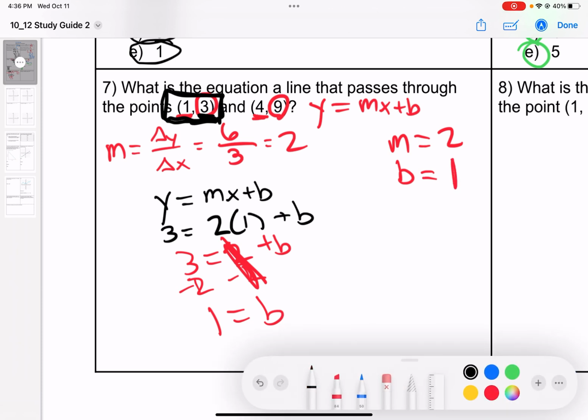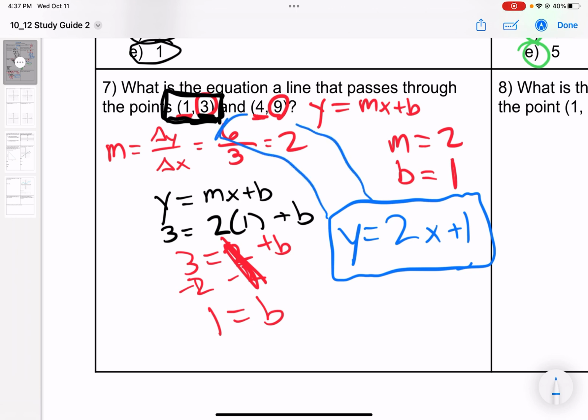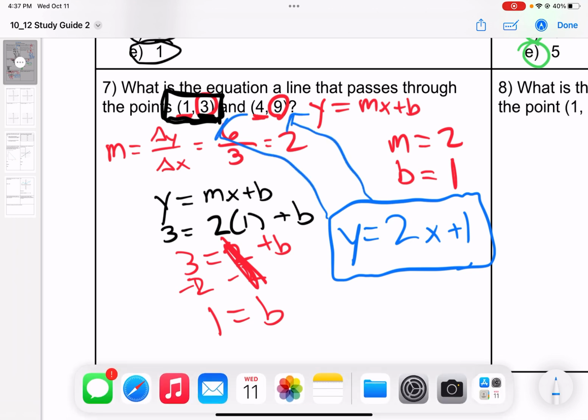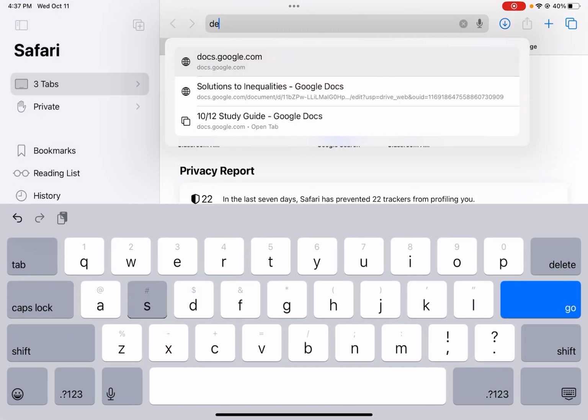Now that I know the slope and I know the y-intercept, I just plug them into my y equals mx plus b equation. Y equals 2x plus 1. This is the equation for a line. Guarantee if you graph this line, it will go through this point and this point. You know what? Why don't I just do it? All right? Why don't I just go on Desmos and do it real quick?